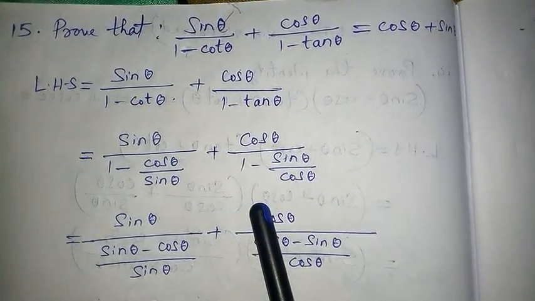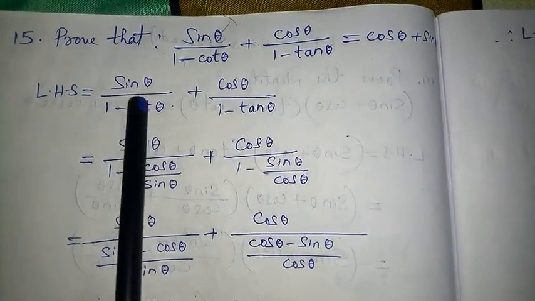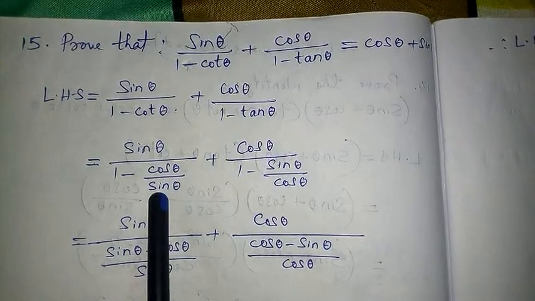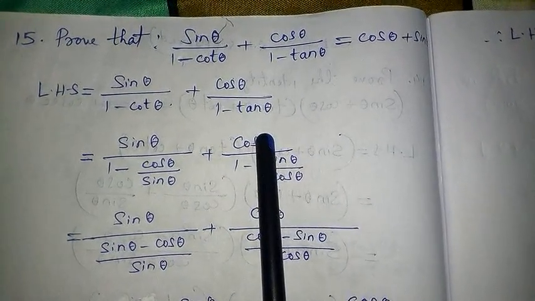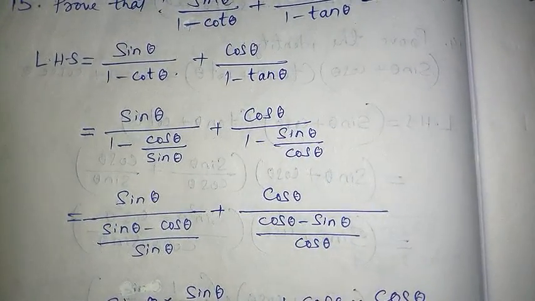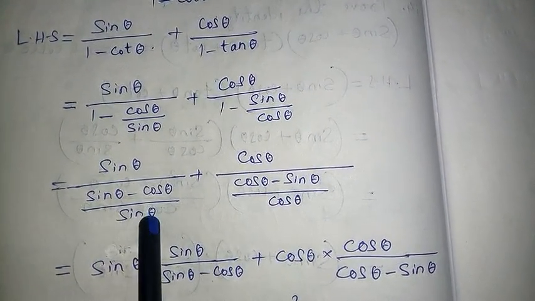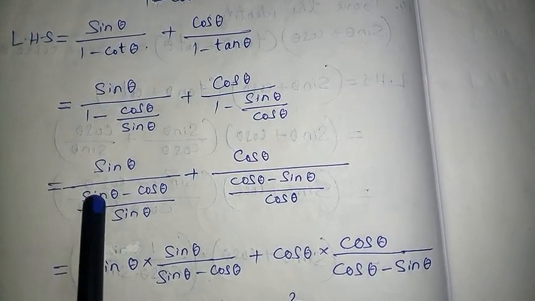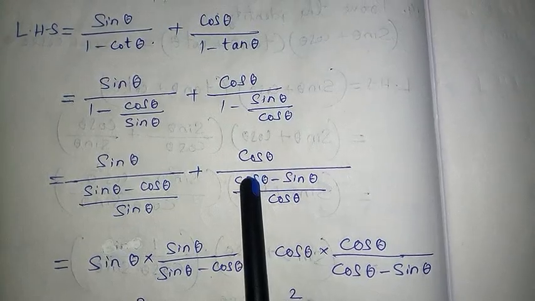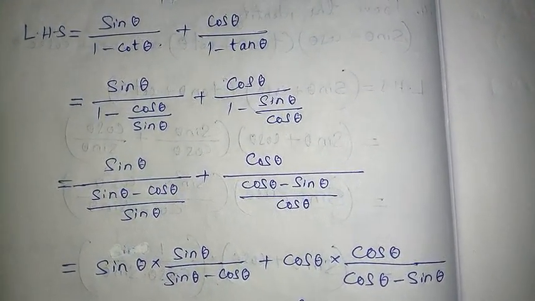Now as you all know, we should target to make all the identities either in sin or cos. So sin is same, but you write cot as cos theta by sin theta, which is a formula. And cos theta you write same, and 1 minus tan theta you write as 1 minus sin theta by cos theta. Now lower part you do LCM. Here LCM will be sin theta, and sin theta will multiply with 1, so sin theta minus cos theta. Same thing here, cos theta will be LCM and you will get cos theta minus sin theta. At the top, the numerator is same.